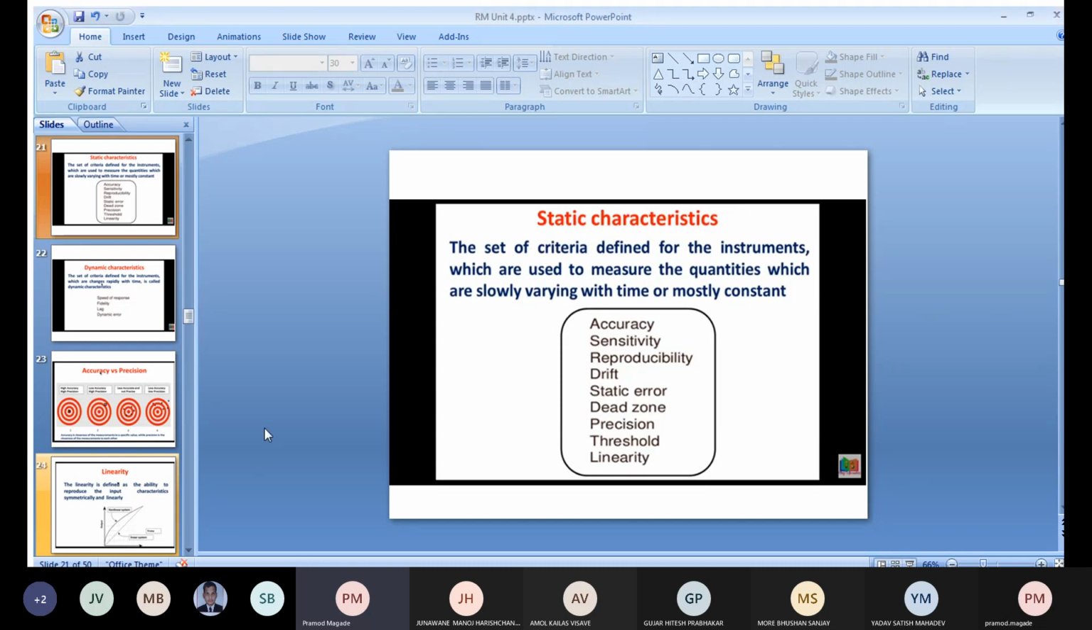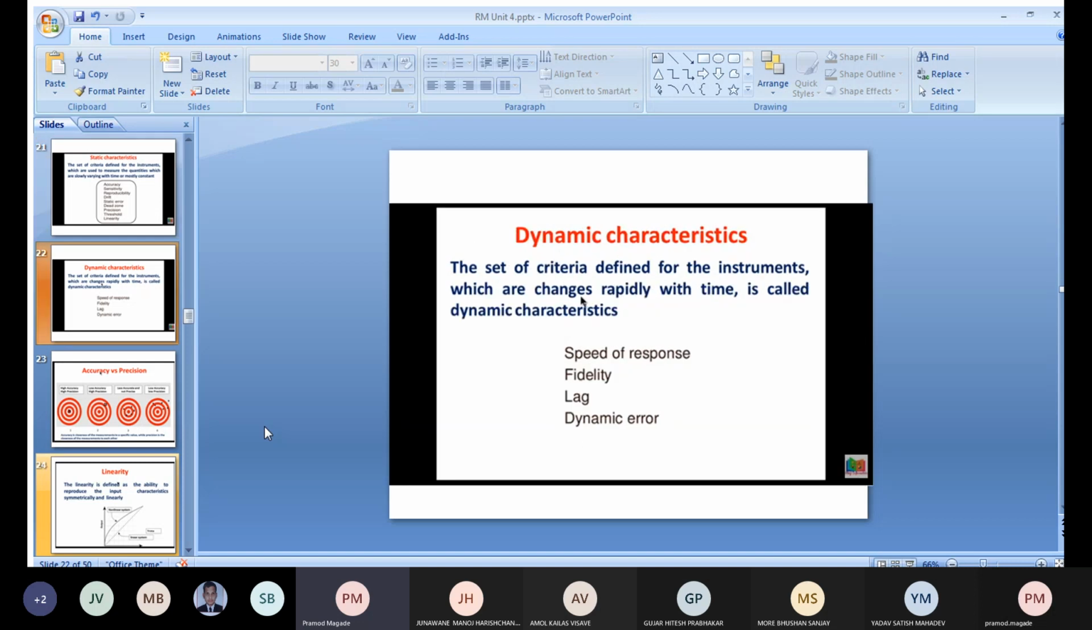Next, threshold, extreme conditions, and then linearity. So these will be the static criteria which we are going to learn. Next, write down dynamic characteristics.